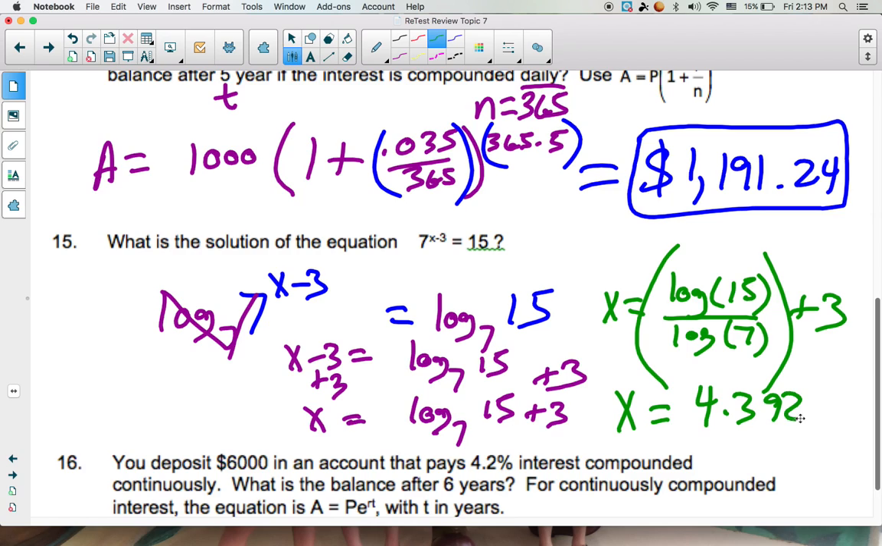4.392. So 7 to the power of 4.392 minus 3 should give you something very, very close to 15. We did some rounding, so we're approximating this answer.